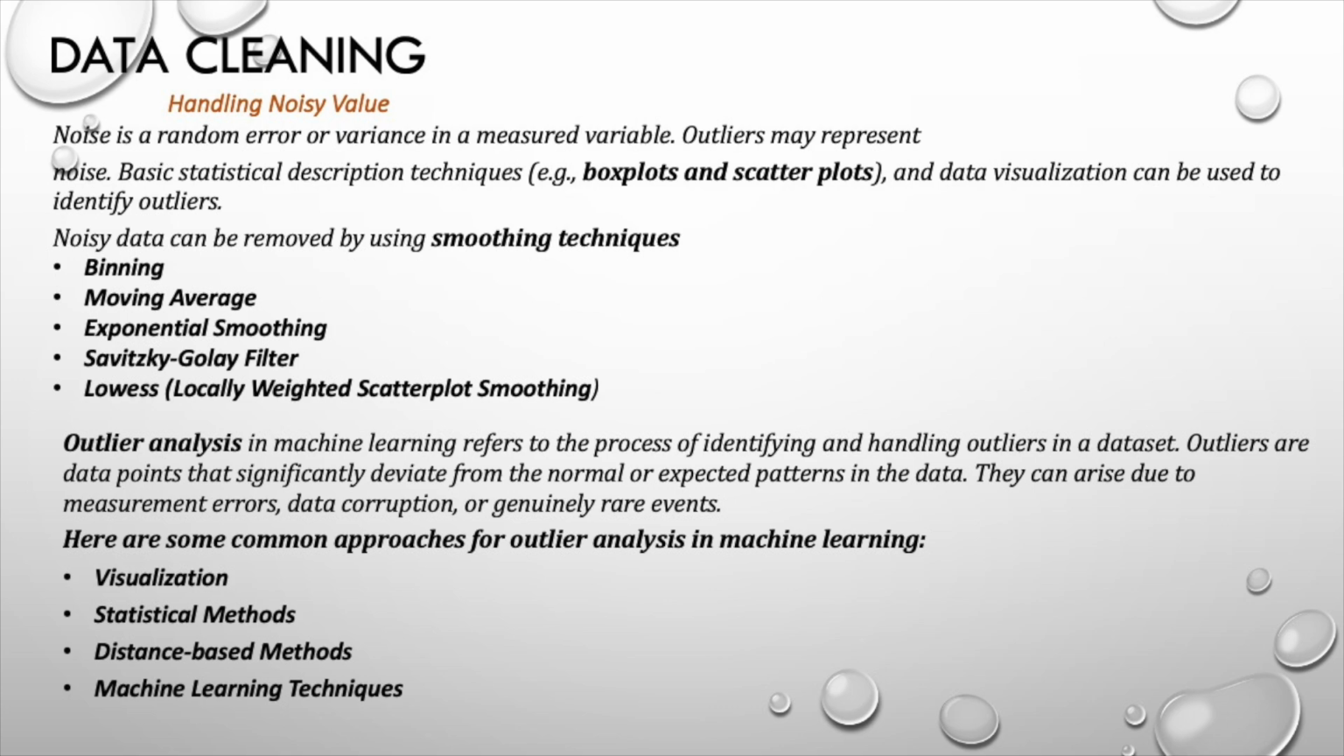Distance-based methods. Euclidean distance. Data points that are far away from the centroid or mean of the data can be considered outliers. We can use k-means clustering methods or density-based clustering methods for this. Mahalanobis distance. Mahalanobis distance considers the covariance structure of the data.